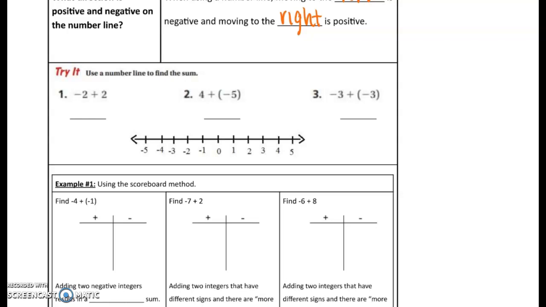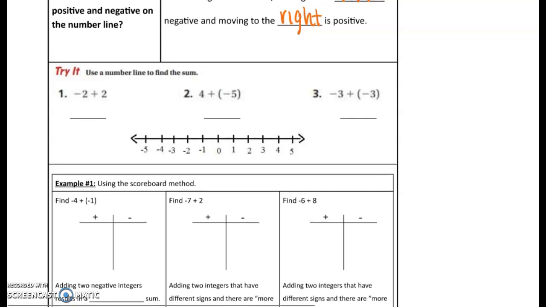Let's go over the triads before we go on to our next example. It says -2 plus 2. So this is just like our warm-up where I owe someone $2 and then I pay them $2. So I owe them $2. I'm at -2. I add 2, so that's positive, so I go to the right 2. 1, 2. So that's going to be 0.